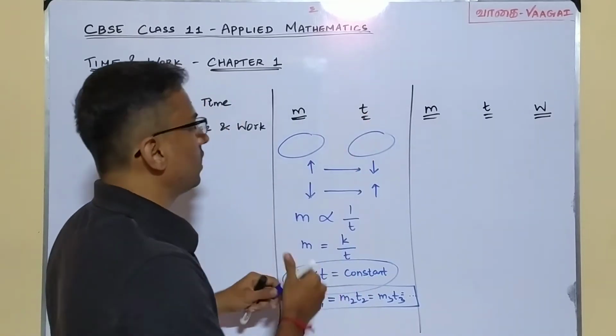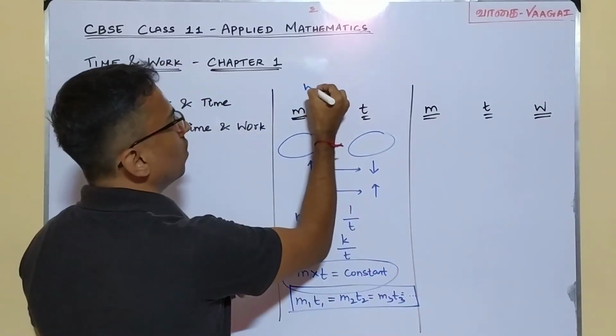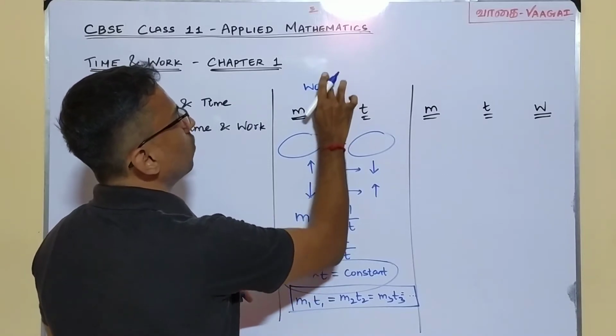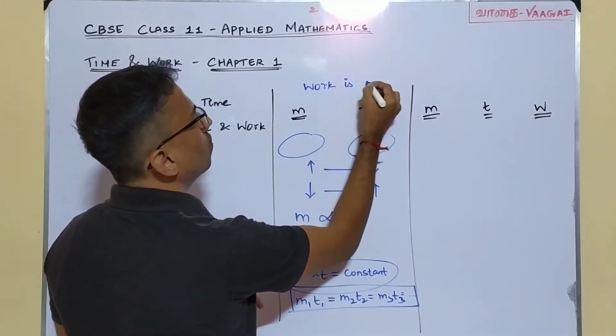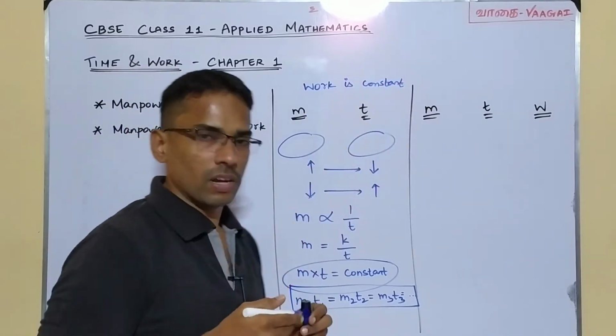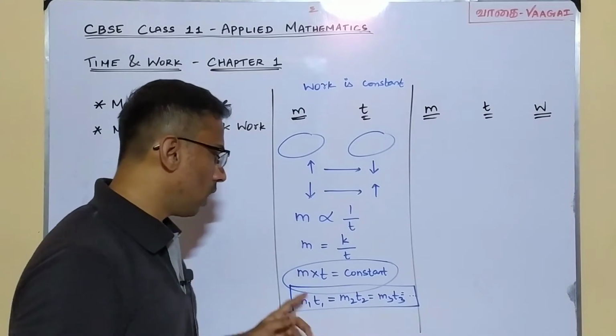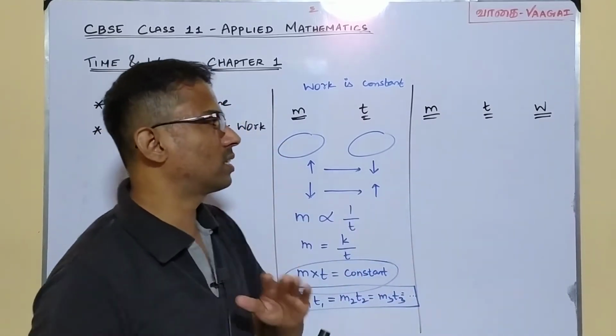Okay, I can even write it above so that it may avoid the confusion. When the work is a constant, then always manpower and time are inversely proportional, and hence their product will be a constant. That's it. Okay, coming to the second part.